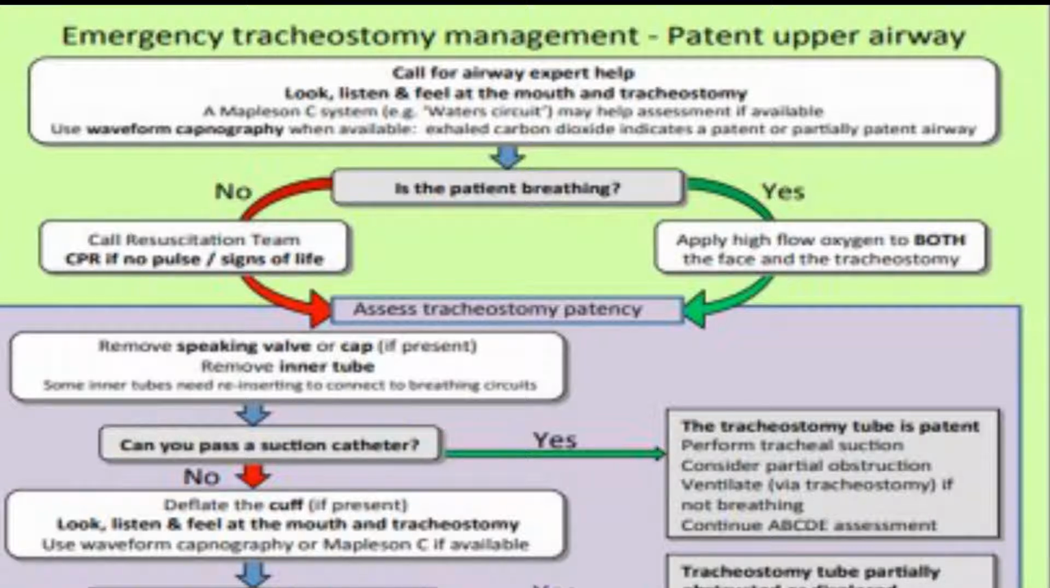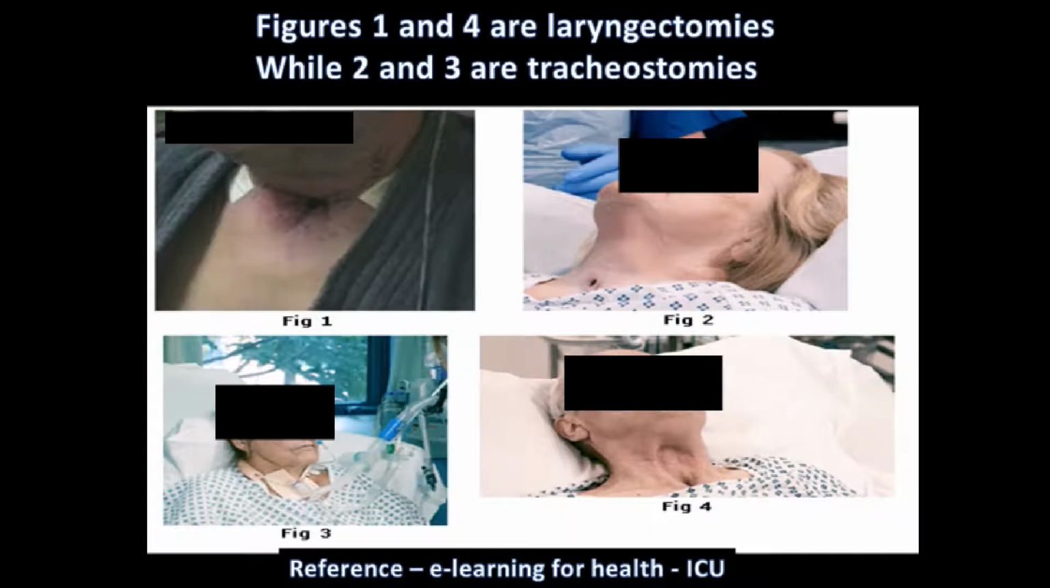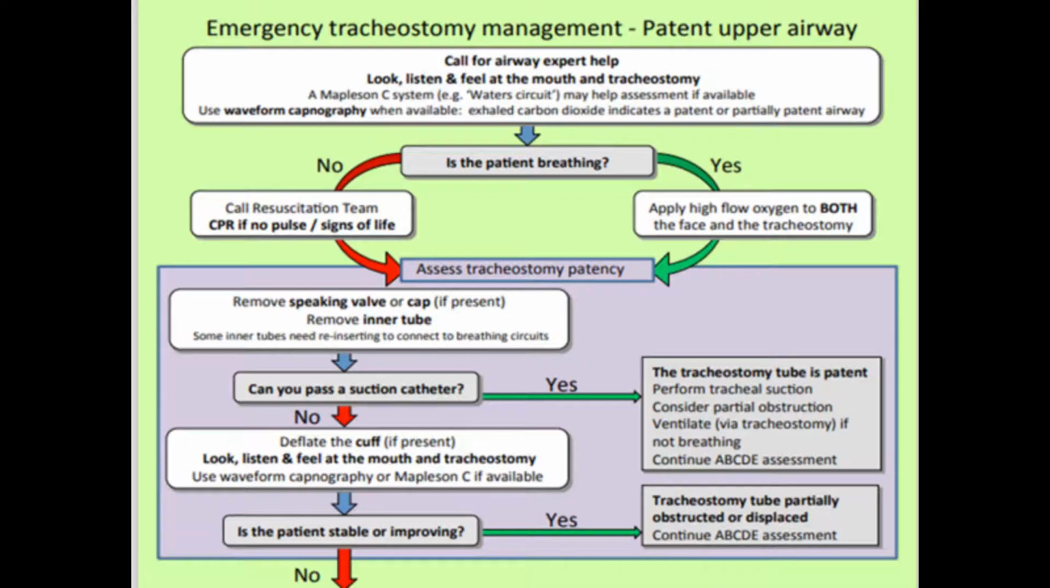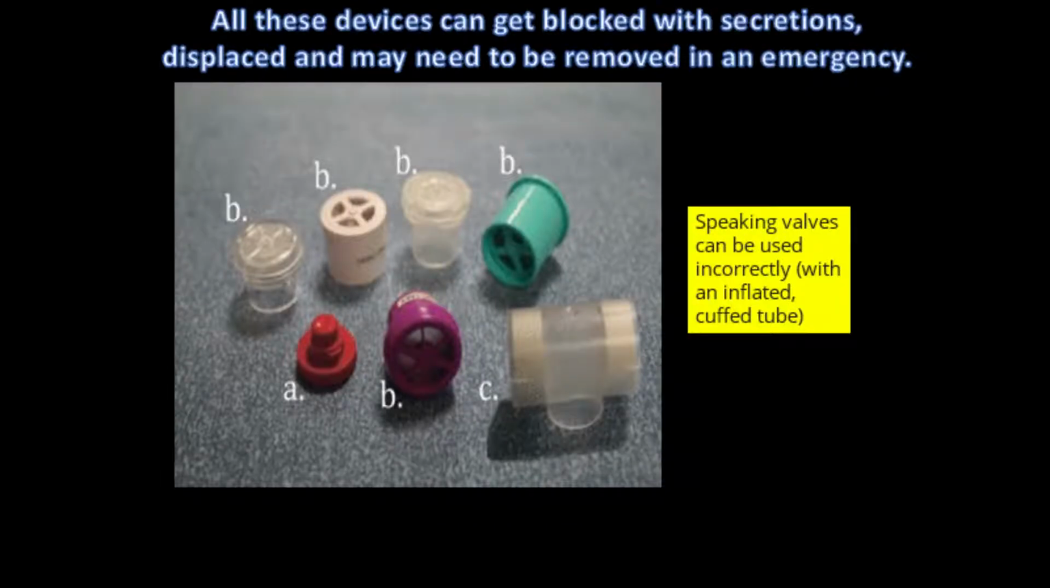If unsure, apply high flow oxygen to both the upper airway and the opening in the neck. There are some diagrams here to help differentiate between a tracheostomy and laryngectomy. If the tracheostomy appears to be patent, then one can proceed oxygenating through that. If it's not patent, one can try to assess by removing the speaking valve or the cap and seeing if a suction catheter can be placed.